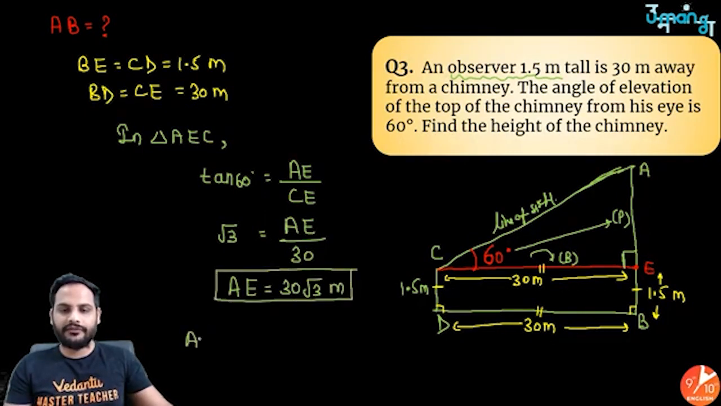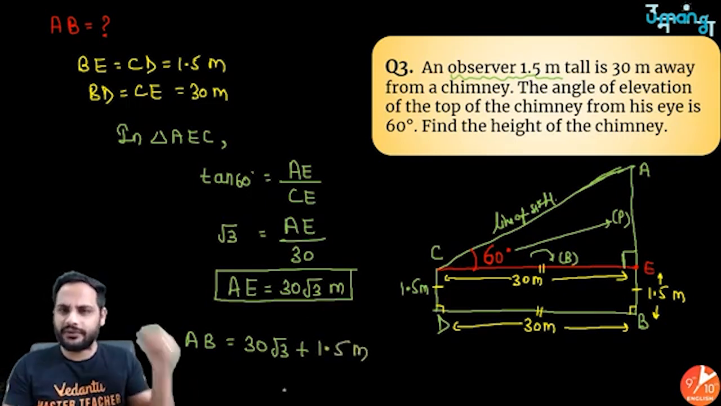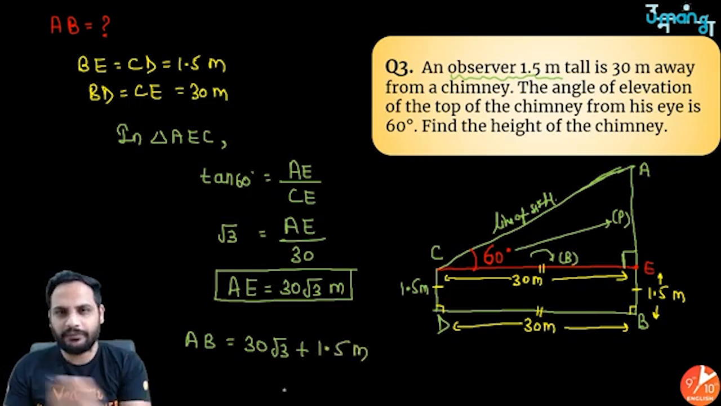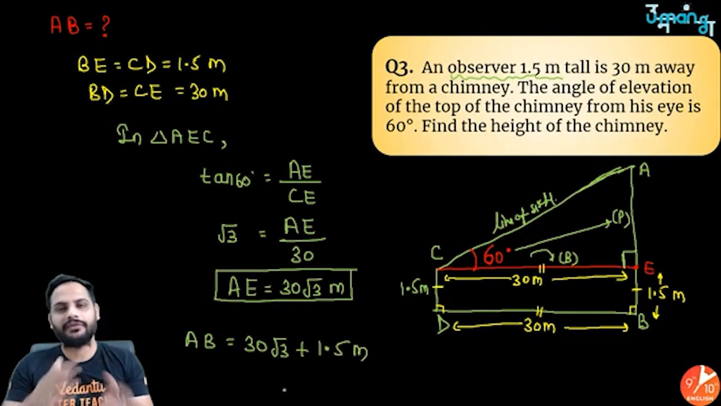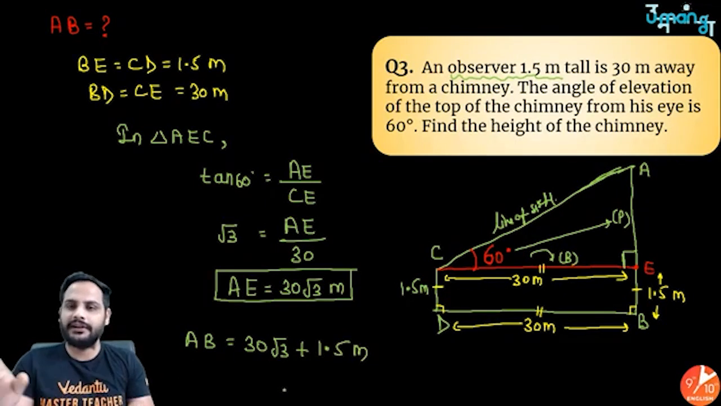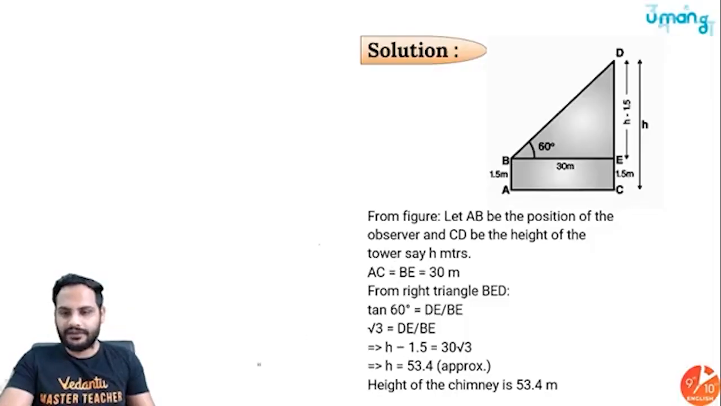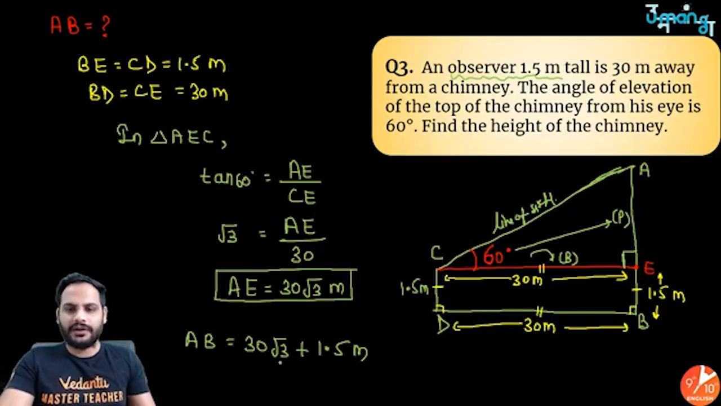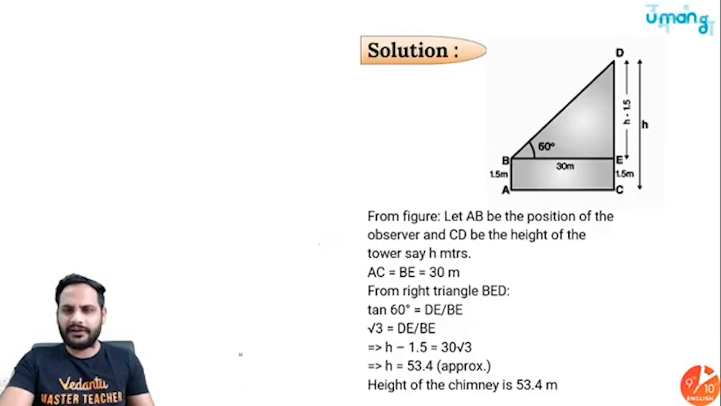So the final length of AB will be equal to AE plus BE, which is 30 root 3 plus 1.5 meter. This 30 root 3 you can convert into decimal by multiplying 30 with 1.732, plus 1.5. When you do that, you will get your final answer. So the final answer is going to be approximately 53.4. 30 into root 3 will be equal to what? 1.73 into 30, if you do that, you'll get your answer. This is how you can get your answer very easily.